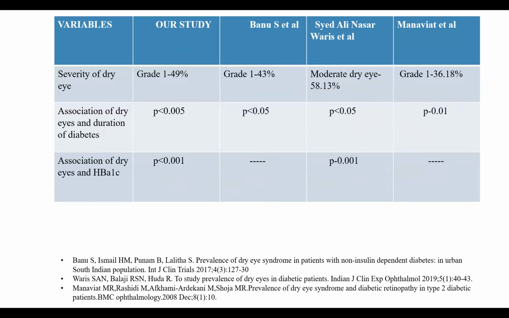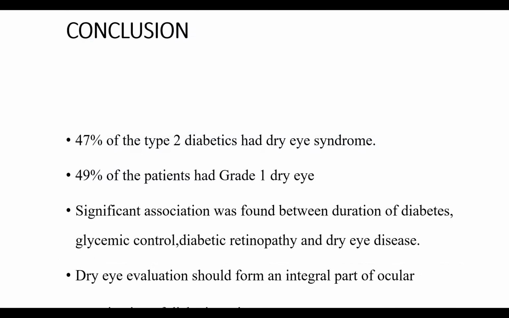And other studies have also found there is a significant relation between dry eyes and duration of diabetes, and dry eyes and HbA1c level. Conclusion: 47% of the type 2 diabetics had dry eye syndrome, and most of the patients had grade 1 dry eye. And significant association was found between duration of diabetes, glycemic control, diabetic retinopathy, and dry eye disease. Hence, dry eye evaluation should form an integral part of ocular examination of diabetic patients. Thank you.